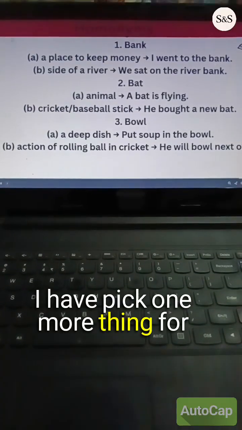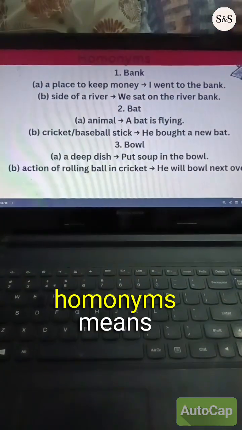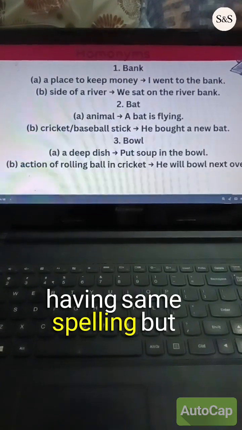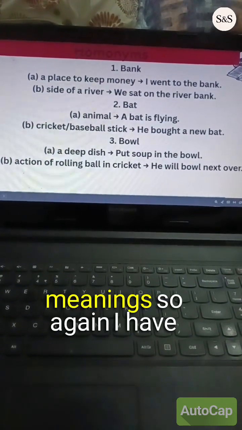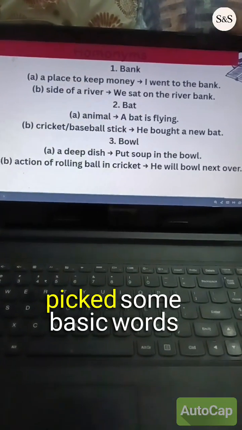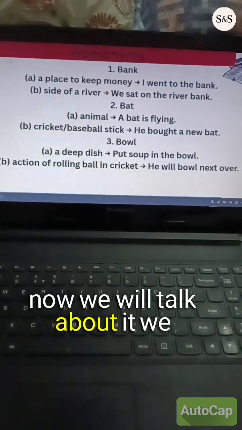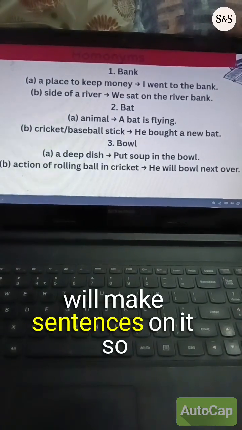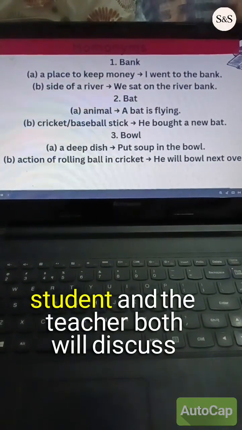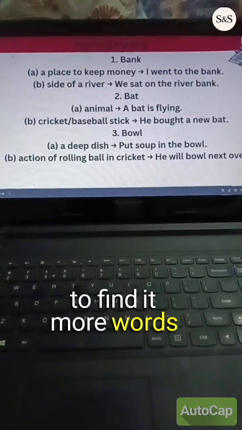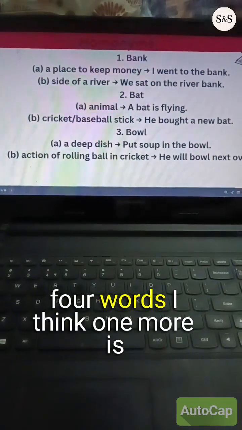Now I have picked one more thing for today's lesson. Homonyms. Homonyms means words having the same spelling but different meanings. So again I have picked some basic words, bank, bat and ball. Now we will talk about it, we will make sentences on it. So student and teacher both will discuss it, and we will try to find more words. I have just given three, four words.